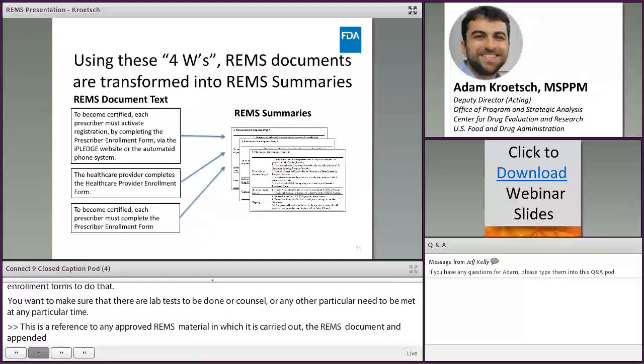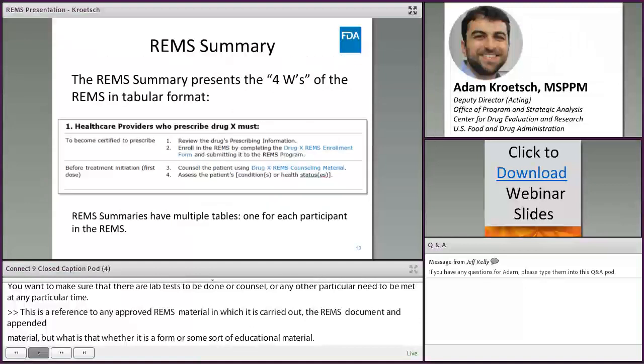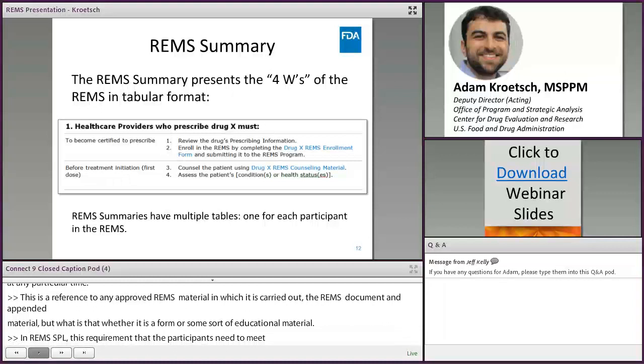So in REMS SPL, these 4 Ws are used to transform the requirements that participants in the REMS have to meet that are described in the REMS document into what we call REMS summaries. And you can actually see what a REMS summary looks like here. This is the REMS summary presenting the 4 Ws of the REMS in a tabular, easy-to-read format.